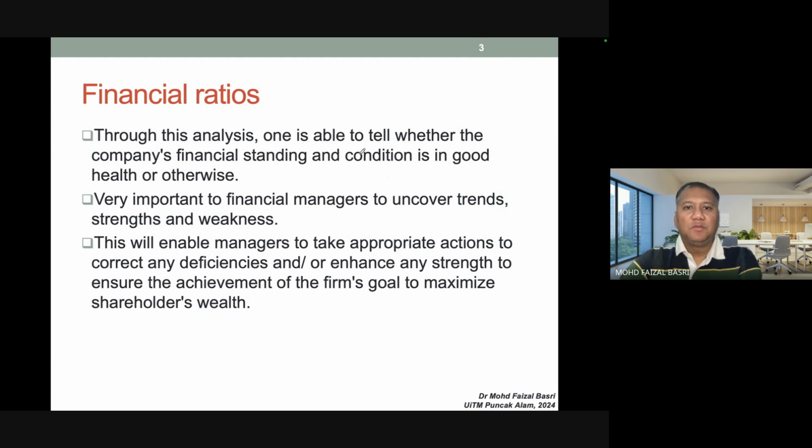So through this analysis, one is able to tell whether the company's financial performance is in good condition ataupun tidak. Right? It's very important for financial managers to uncover trends, strengths and weaknesses. And this will enable managers to take appropriate action. So this is basically from internal lah. Internal kalau dia tahu, dia boleh buat penambahbaikan, try to improve, try to take corrective actions, for example, so that in the future, dia punya performance tu will be better, right?